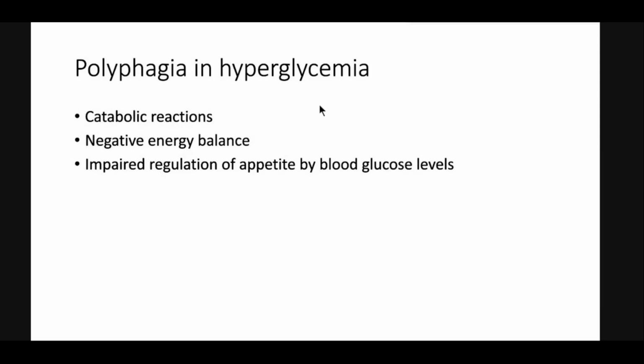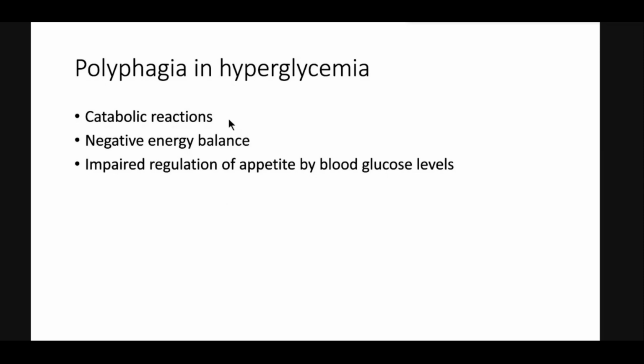Polyphagia in hyperglycemia, and we have seen that when there is decreased insulin secretion or utilization, that is one major cause of hyperglycemia. What happens? It gives rise to catabolic reactions. Means glucose cannot be easily utilized. Means the other resources, fatty acids and proteins, need to be utilized, and therefore their stores are also mobilized, and that will lead to catabolic reaction.